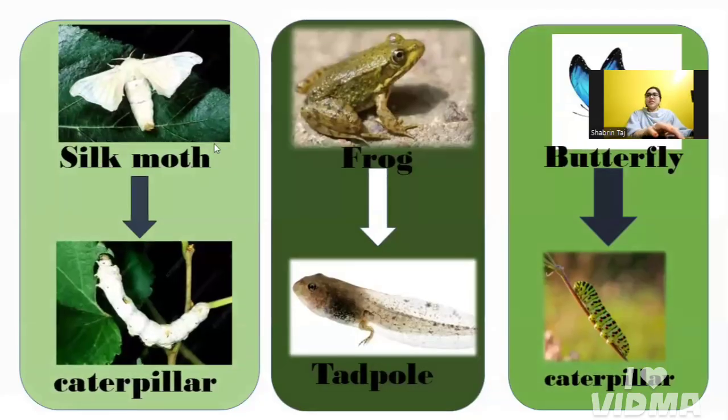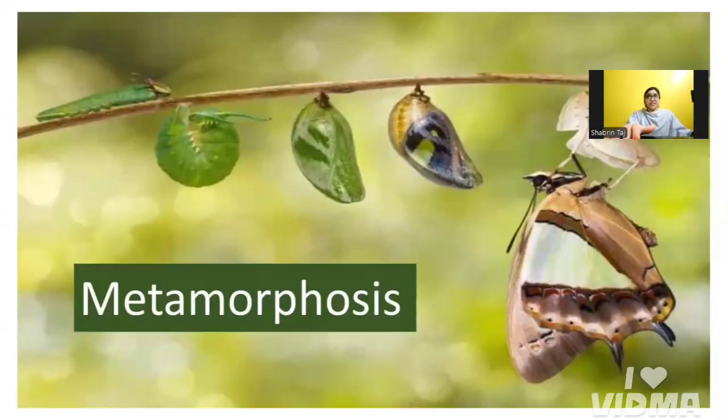Here you can observe that all the adults or parents are entirely different from that of this larva. All of these are completely different. There is no match between the parents and this larva. And how do they again become like this, sorry, adult? Yes, there comes the process called metamorphosis.